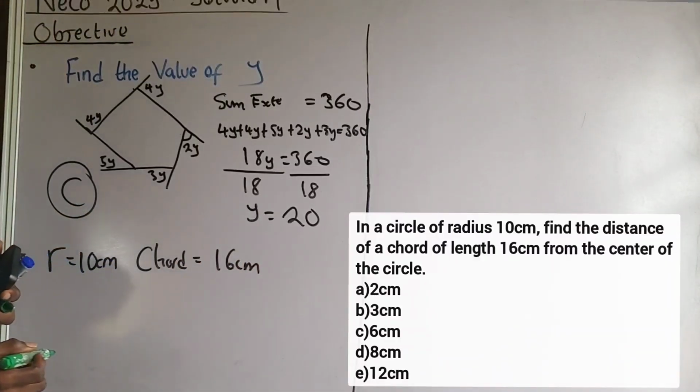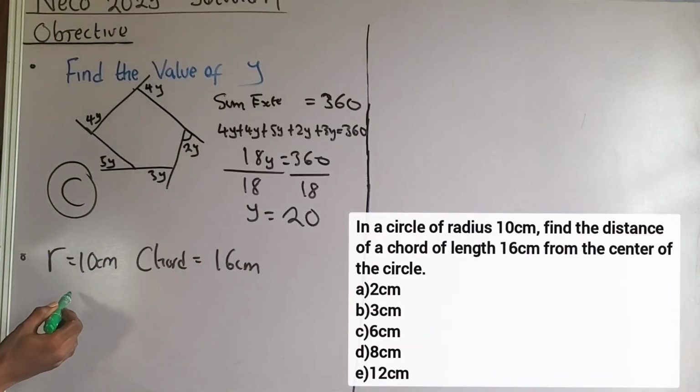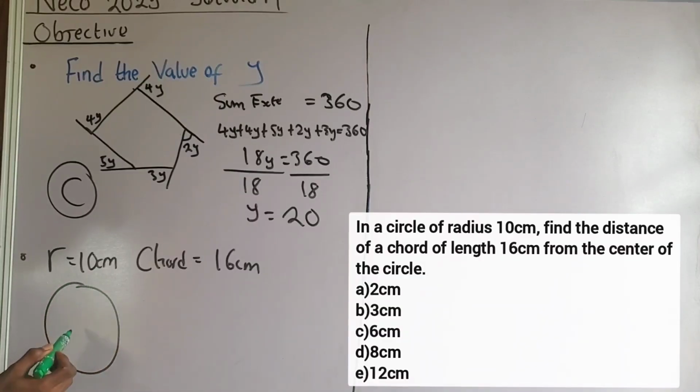So if I want to draw the diagram, the diagram is going to look like this. This is the circle, are you getting it? This is the radius, this is the chord, are you getting it? So the radius is 10 cm. This will also be what? 10 cm.